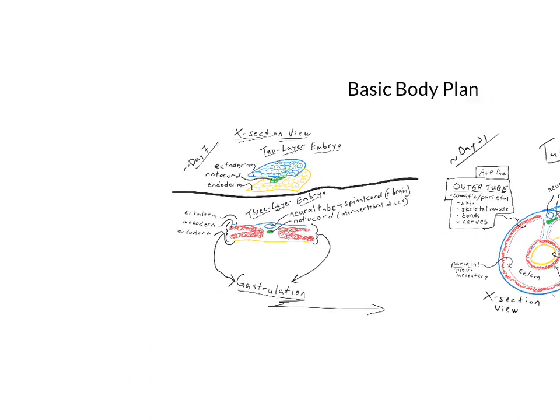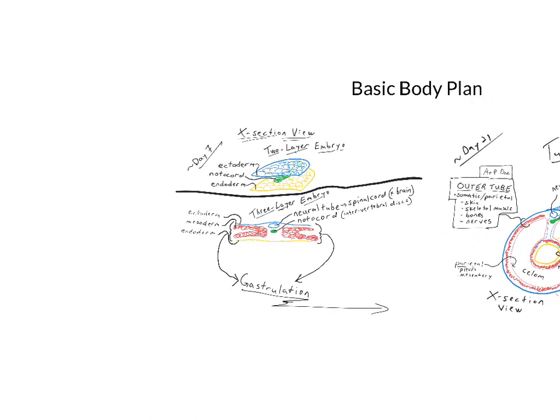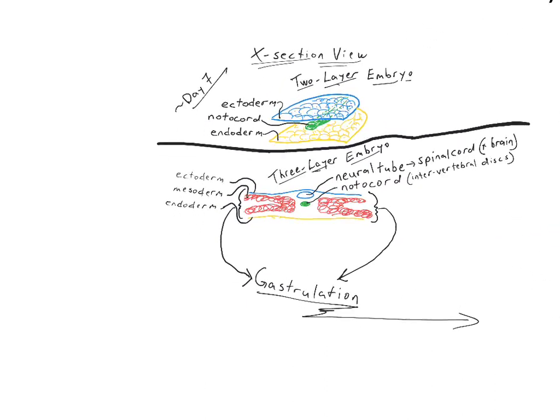We start right around day 7 of embryonic development, looking at our 2-layer embryo. This is now really something that hasn't grown since the egg was originally fertilized 7 days ago and consists of nothing more than just 2 flat layers of epithelial cells, an outer ectodermal layer and an underlying endodermal layer.